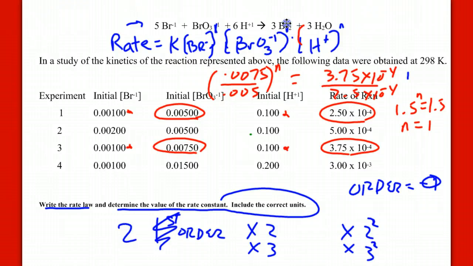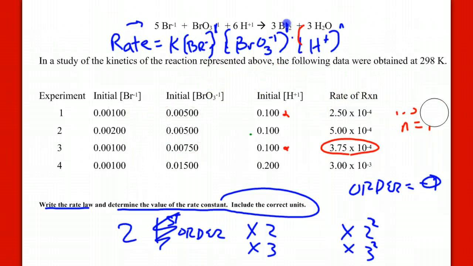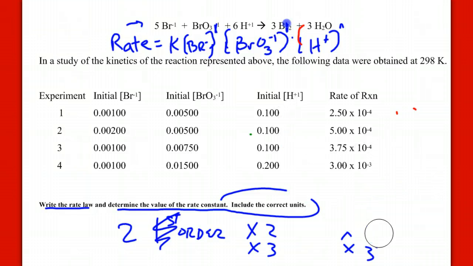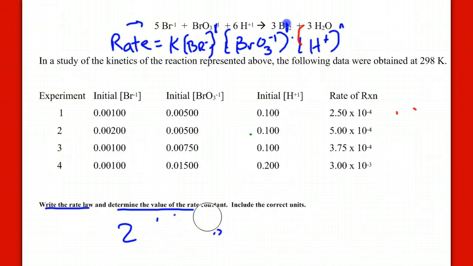Okay, so now comes the tricky part. We need to find the order with respect to the hydrogen ion. So let's take a look here. That means I need to find 2 experiments where the bromide ion and the bromate ion are the same. So if I look at this, I see that the bromide ion is 0.001, 0.001, 0.001. That's great. But there's no experiment where the bromide ion is the same and the bromate.